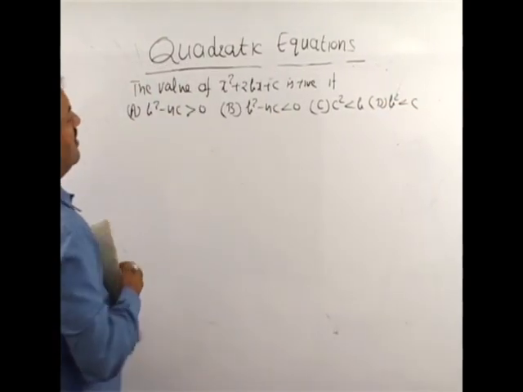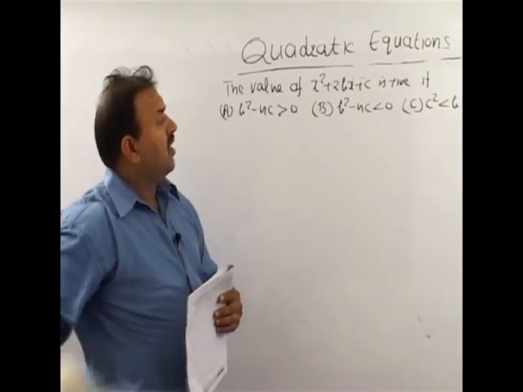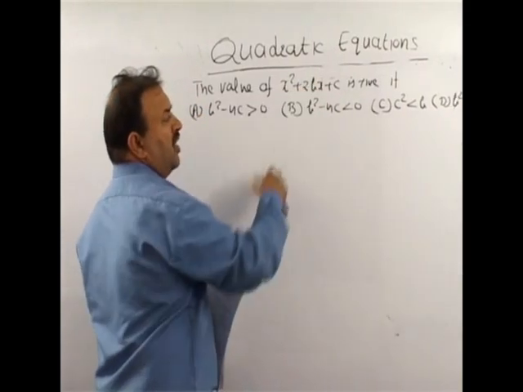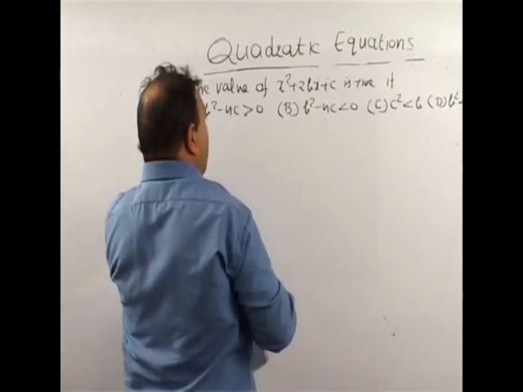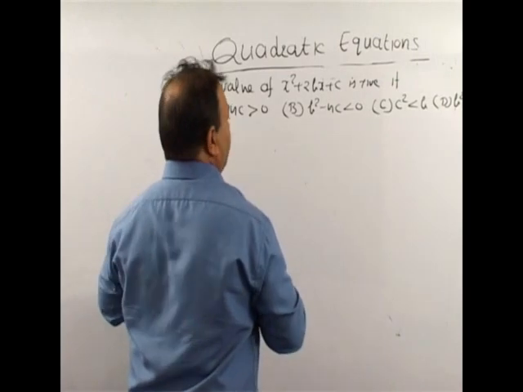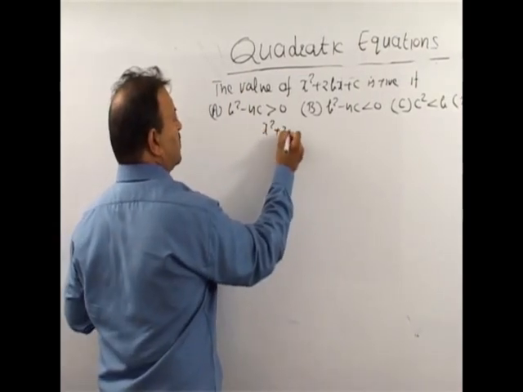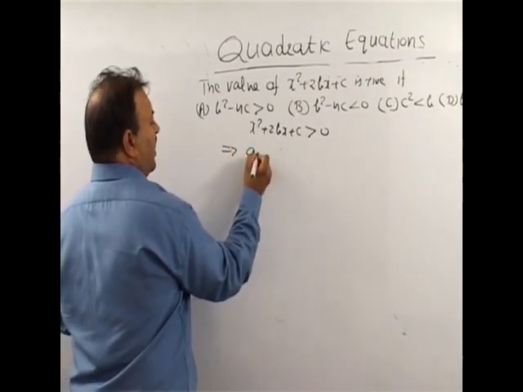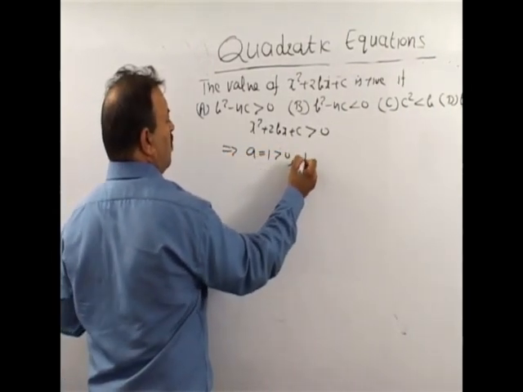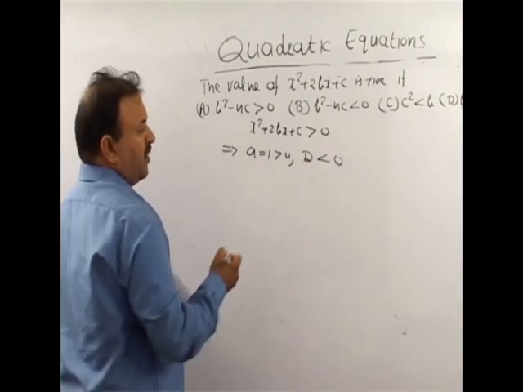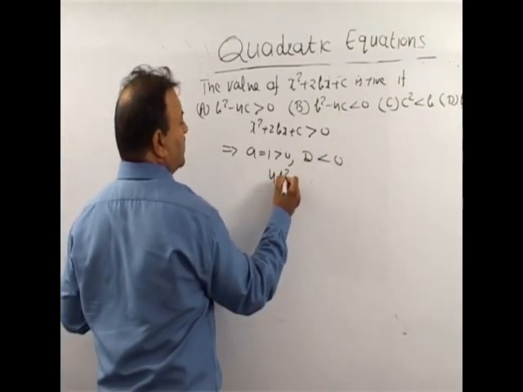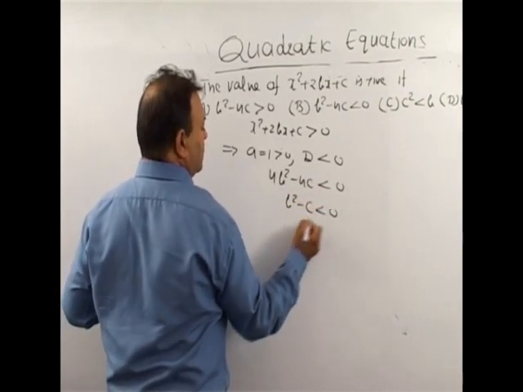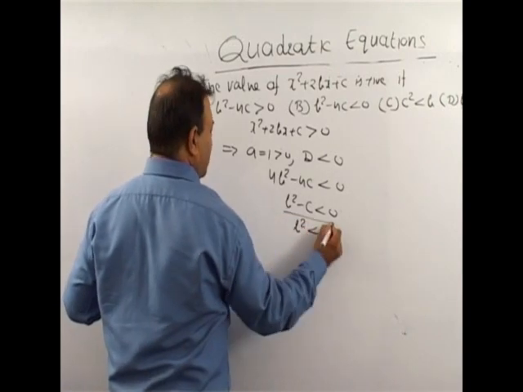Since this given equation is a parabola, if we draw a graph of this expression, we will get a parabola. This expression is positive, which means x square plus 2bx plus c greater than 0. So a is equal to 1, greater than 0, and D will be less than 0. D less than 0 means 4b square minus 4c less than 0, b square minus c less than 0, b square is less than c.